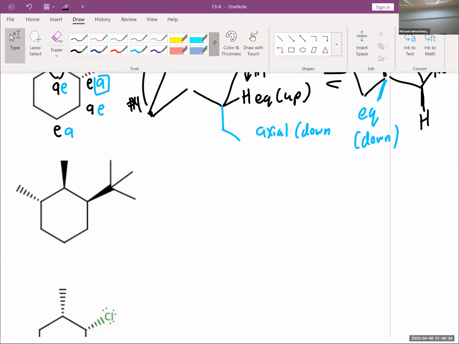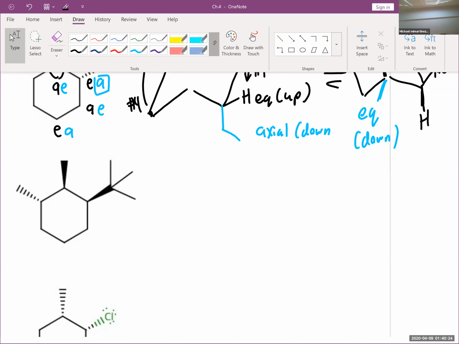So again, we have a wedge. So we're going to designate that as axial up, and we're going to designate this as carbon number 1. We're now going to count around the ring. Axial, equatorial, axial, equatorial, axial, equatorial. And now we're going to count using our opposite color for the dashed. Equatorial, axial, equatorial, axial, equatorial, axial.